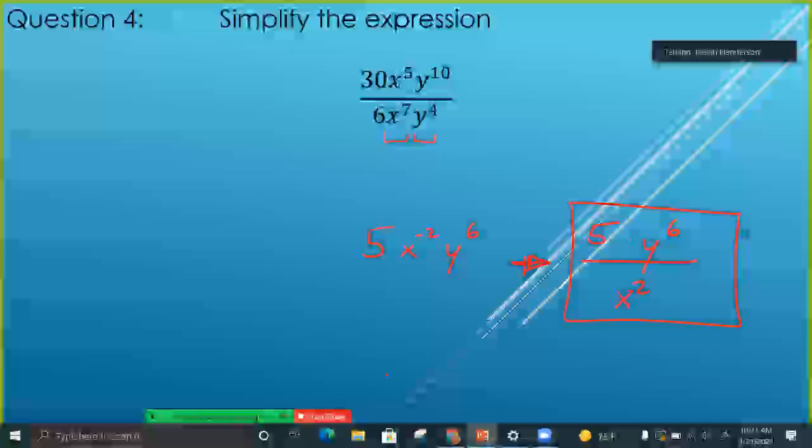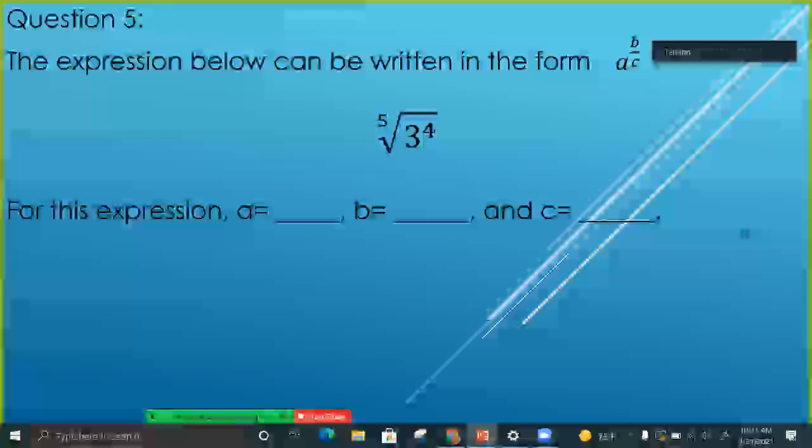All right, that was number 4. All right, I'm going to move on to 5. All right, I moved on to 5. I hope everyone can see that. If not, let me know.